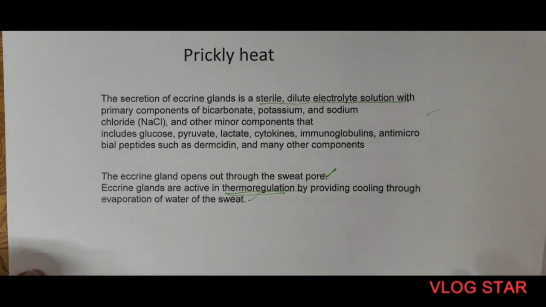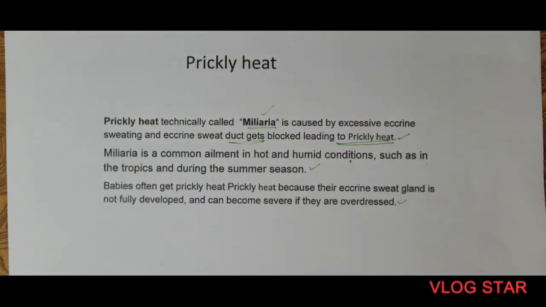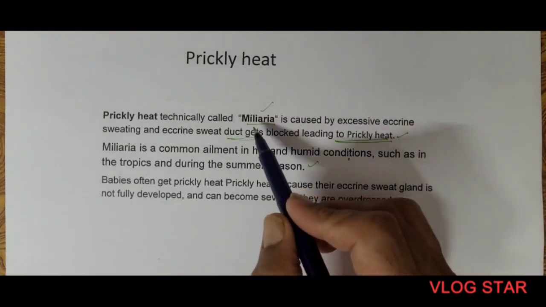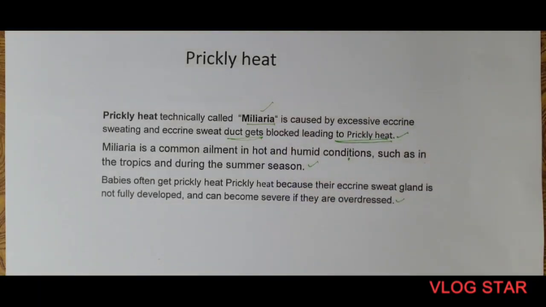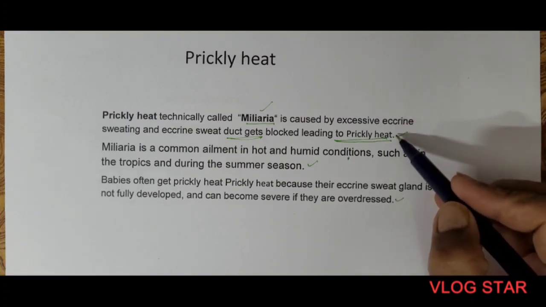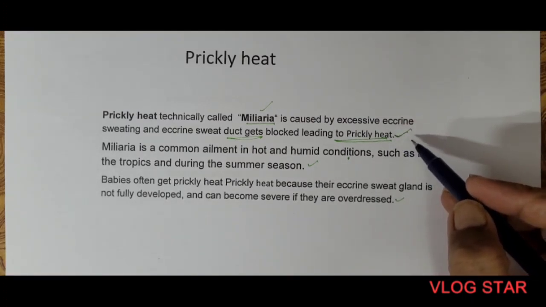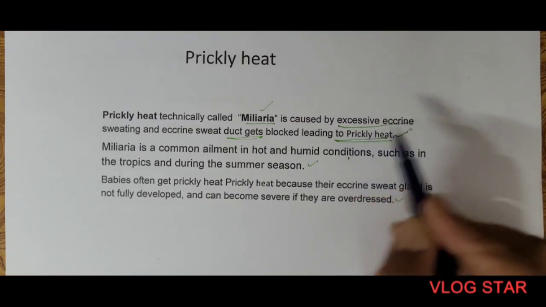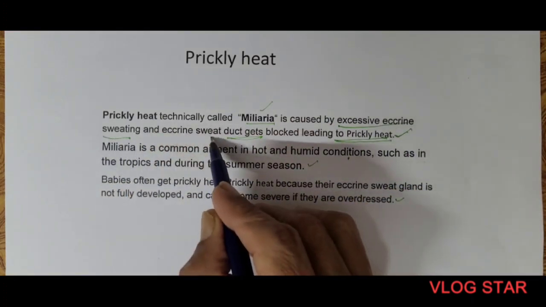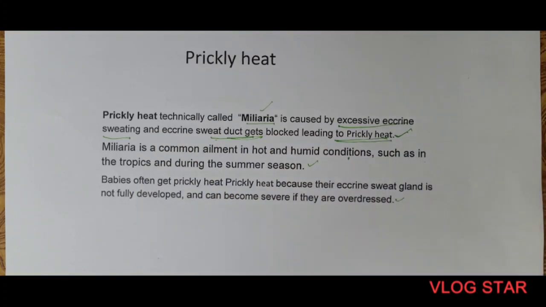Now, prickly heat, technically called miliaria, is caused by excessive eccrine sweating, and the eccrine sweat duct gets blocked, leading to prickly heat or miliaria. So, excessive eccrine sweat and sweat ducts get blocked, leading to prickly heat. Miliaria is a common ailment in hot and humid conditions, such as in the tropics and during the summer season.